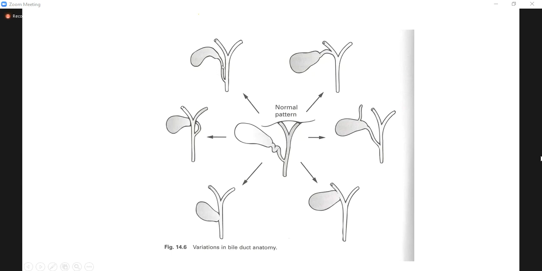Why? Because you have a long duct. There's plenty of area for you to clip and cut. But you may mistake this for the common bile duct. That's the problem.